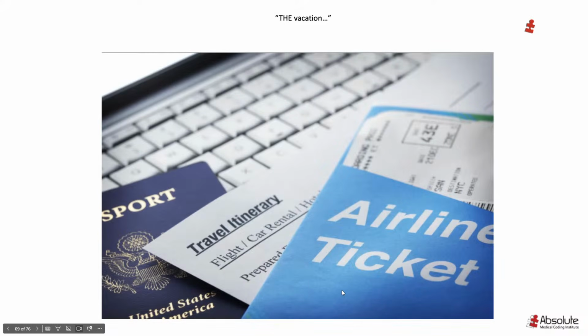You're going to get your passport. You're going to get your airline tickets. You've got your itinerary. You're ready to go. When you plan this trip, there are going to be some things that you'll need to do to accommodate the trip.